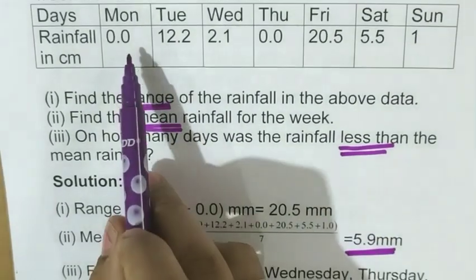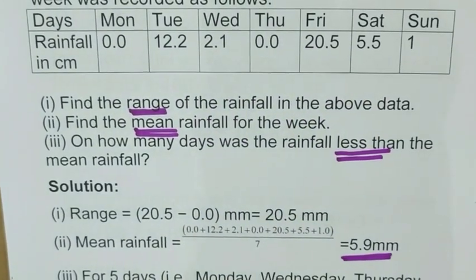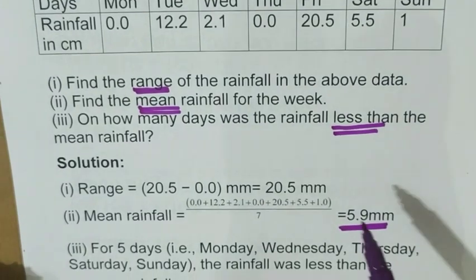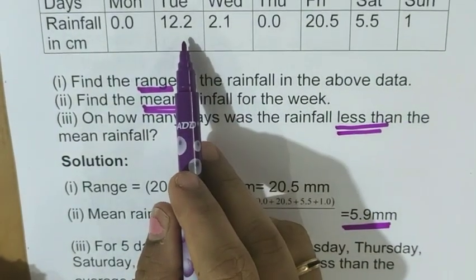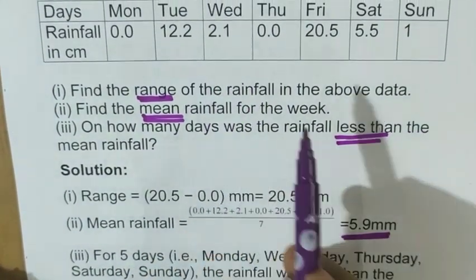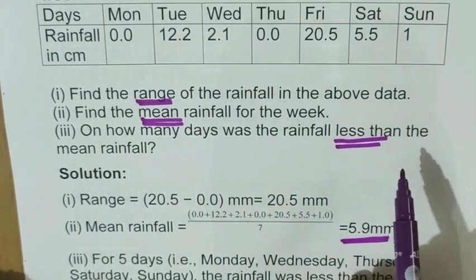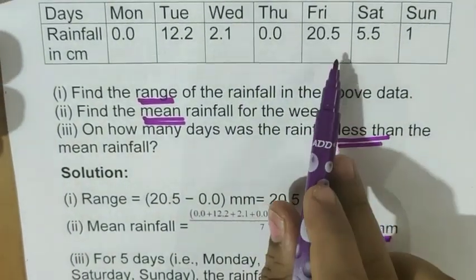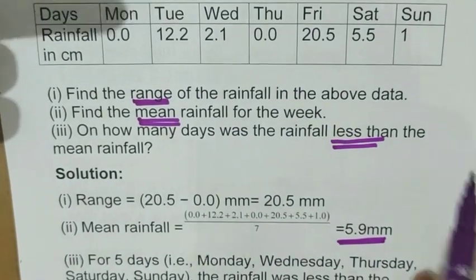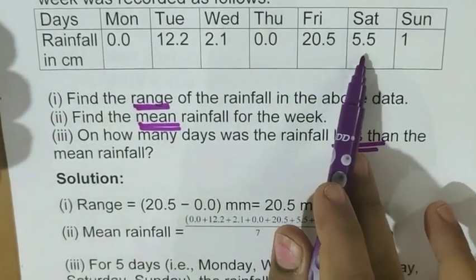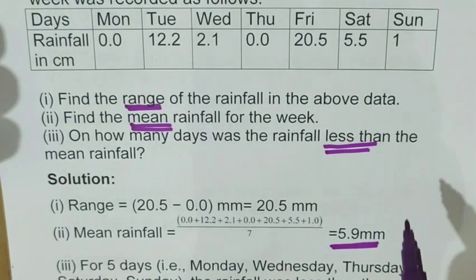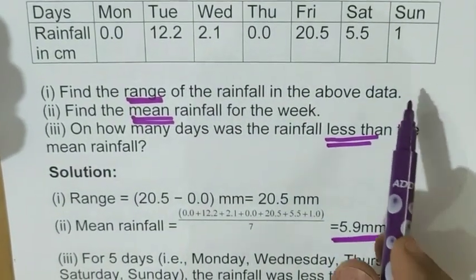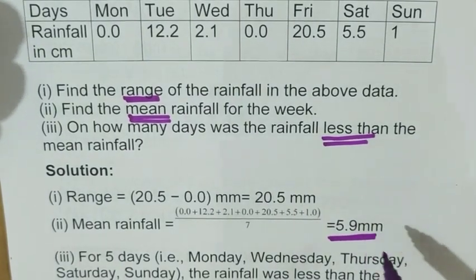Then when this observation is less than 5.9, just check that one. 0.0, definitely it is less than 5.9. 12.2 is greater, right? 2.1 again less than, so second time, isn't it? Again 0.0, third time. 20.5 is greater, so we cannot. Fourth Saturday, 5.5, that is also less compared to 5.9. The last one is 1 millimeter, so that is also less than 5.9 millimeter.